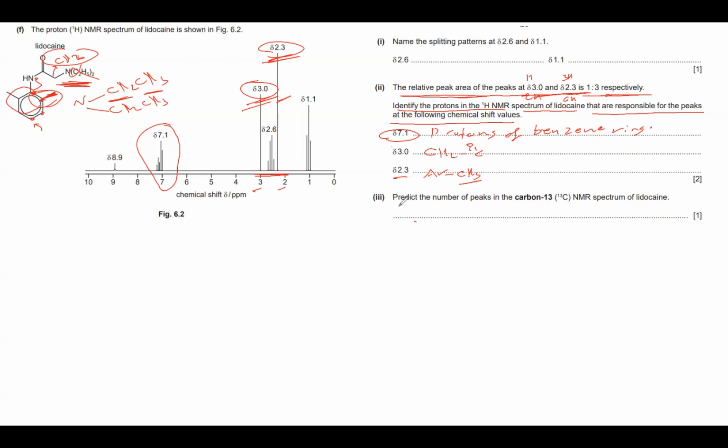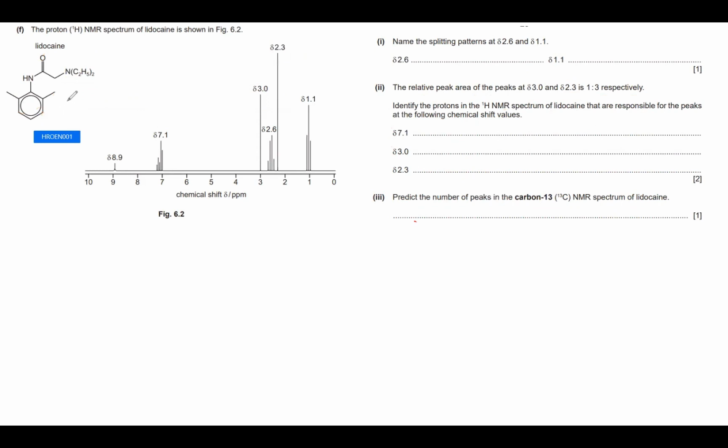Okay, the last part of the question, predict the number of peaks in carbon-13 NMR for this compound. Okay. So just let me erase everything now and start solving the question. Okay. So look, guys, now we try to count how many carbon atoms we have. So as you see here, as I said, here we have N, CH2, CH3, and CH2, CH3.